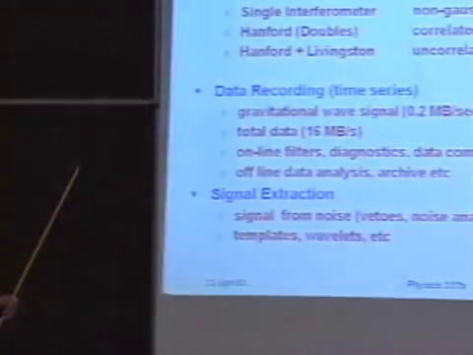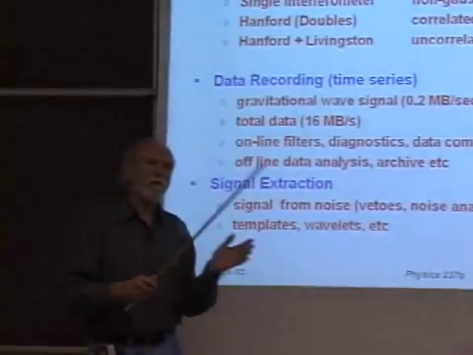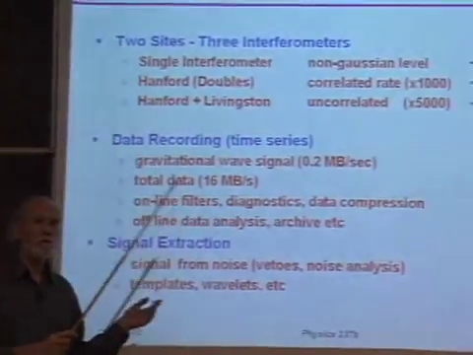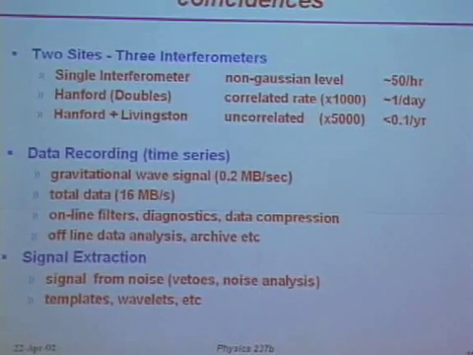The reason is that locally, you can lower the rate of just funny things that happen by asking for the coincidence. And then the coincidence between the two sites is easier to do. So there's 3 interferometers, but that's the strategy.